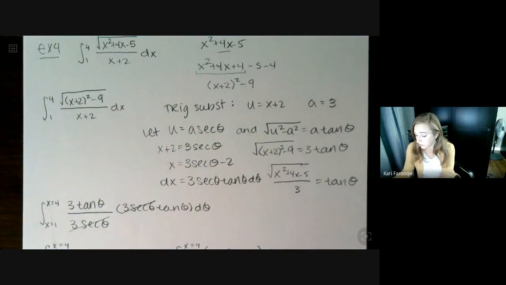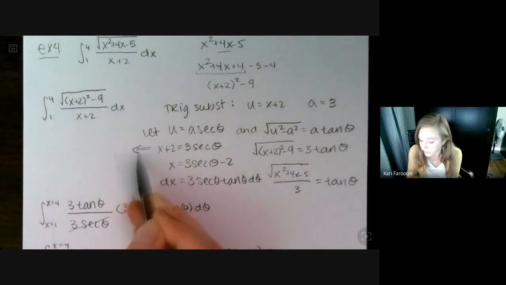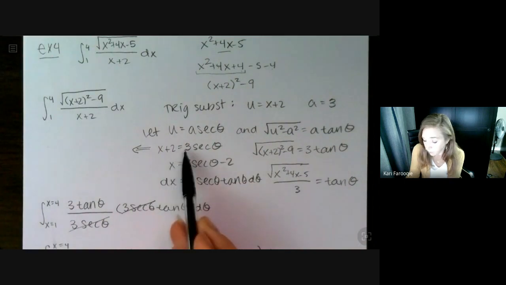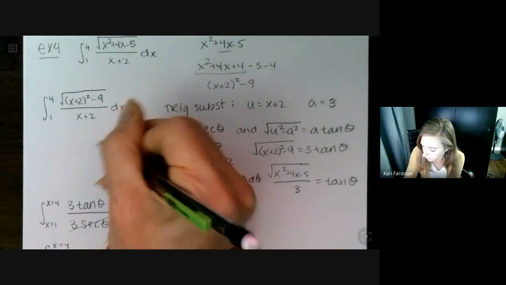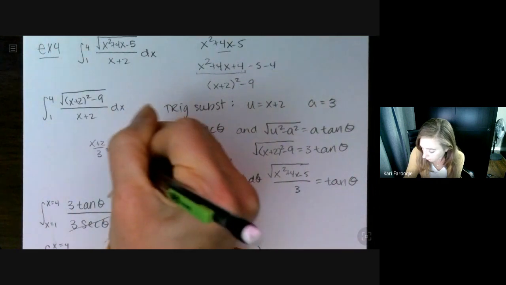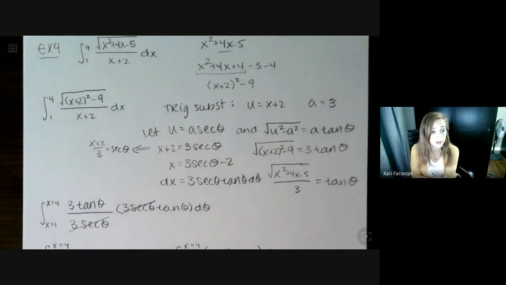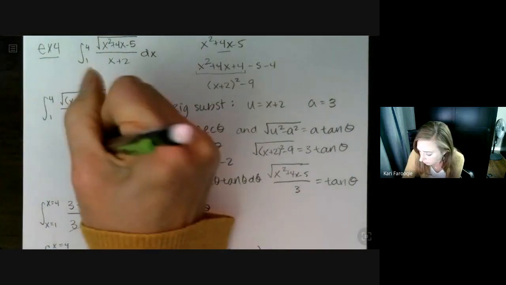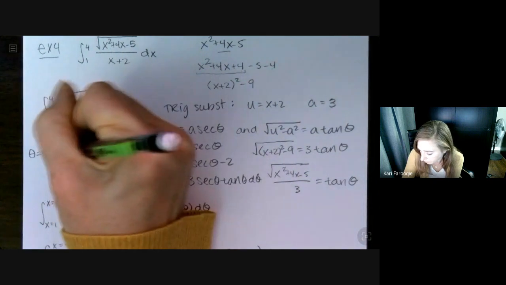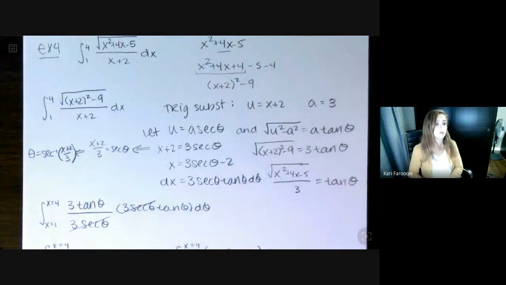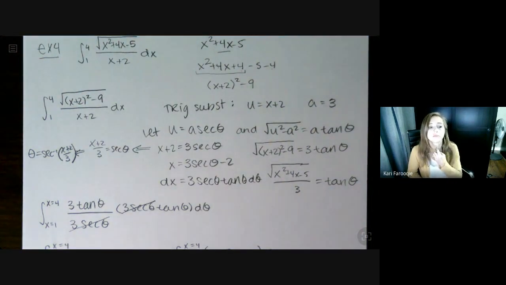And then just as far as theta is concerned, you can take this back the opposite direction. And we can say that x plus 2 divided by 3 is equal to secant theta. And then we can solve for theta by taking the inverse secant of x plus 2 over 3. So now we have tangent theta and theta. I'm going to back out a little bit.